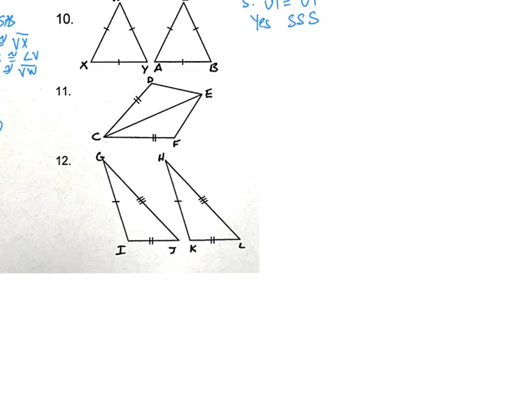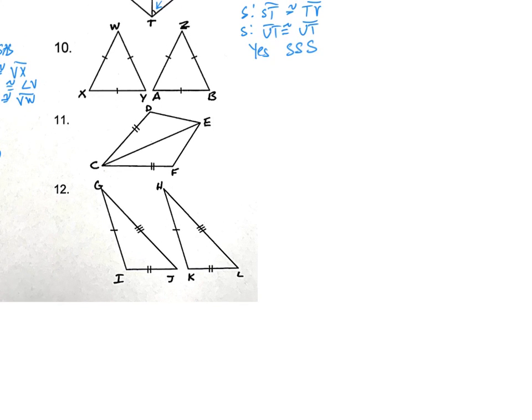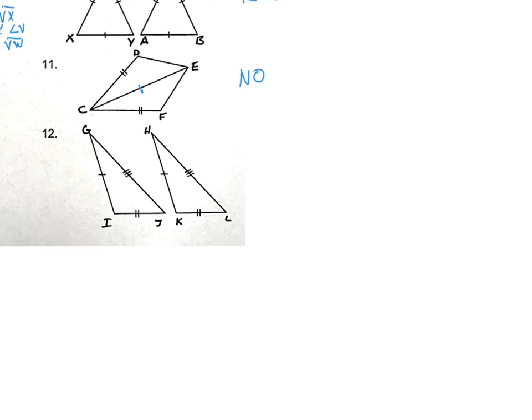Okay, here, number 11. Here, I see a side, and I know I can use reflexive, but I don't have any angles or a third side, so this is going to be a big no. And then finally, number 12. Yes, I can definitely. I see 3 sides, and we can do a side, side, side, and you can name those sides accordingly.